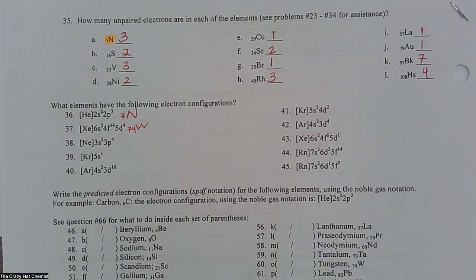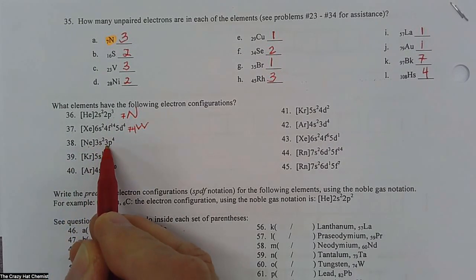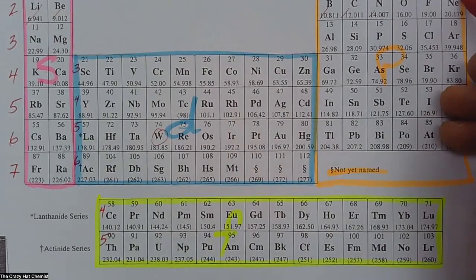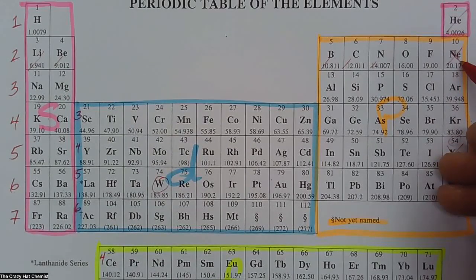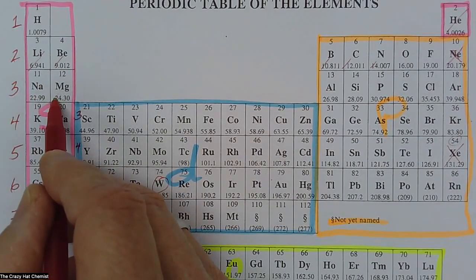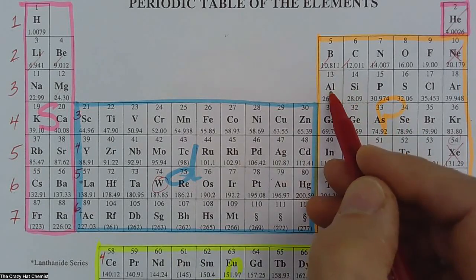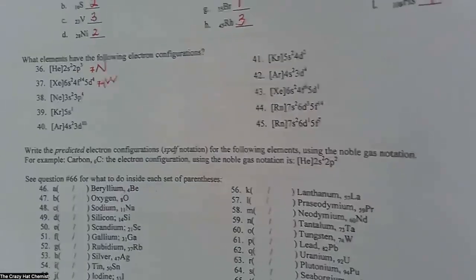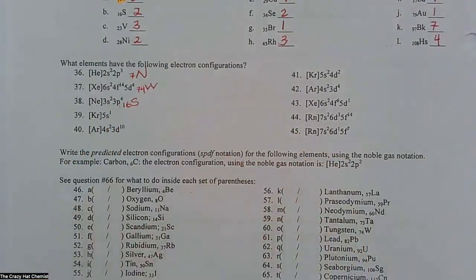Our next one here is number 38. That's neon, 3s2, 3p4. So neon, and then we have 3s, 1, 2, and then 3p, and that would be 1, 2, 3, 4. So that would be sulfur, element number 16. Perfect.